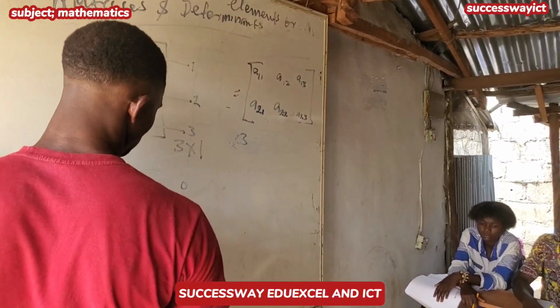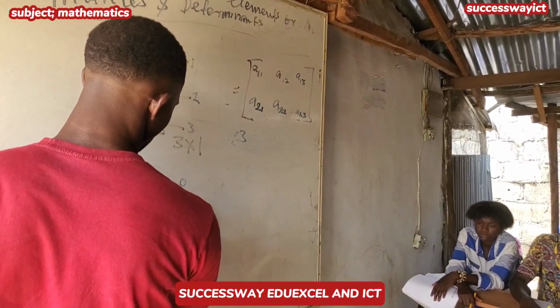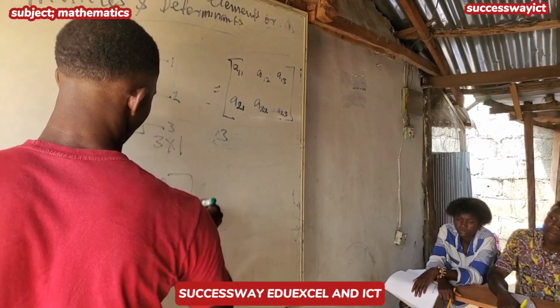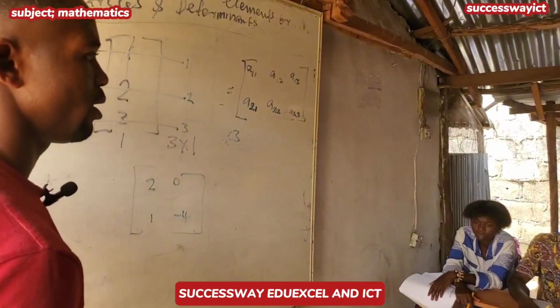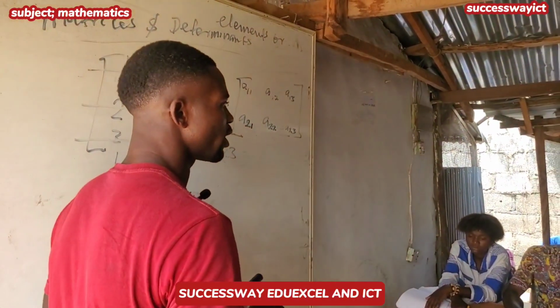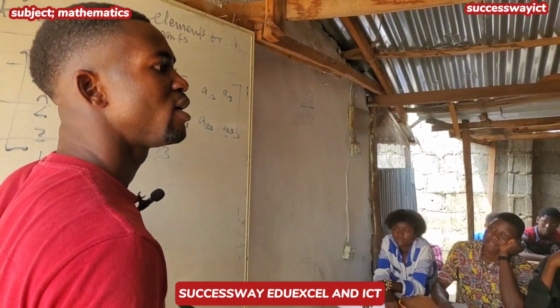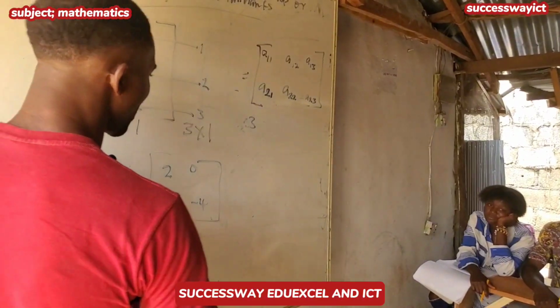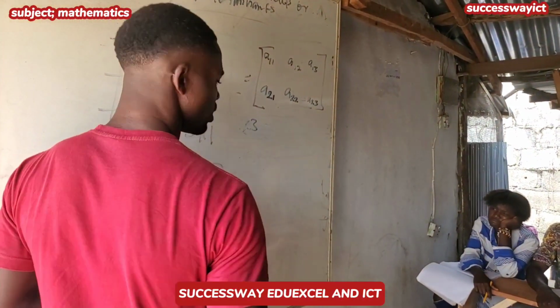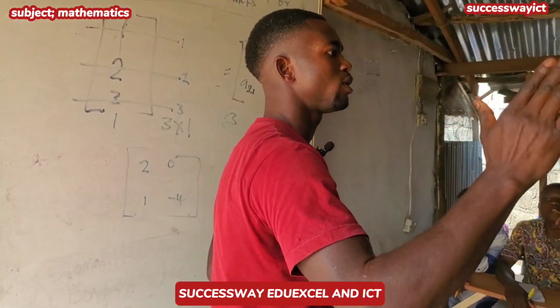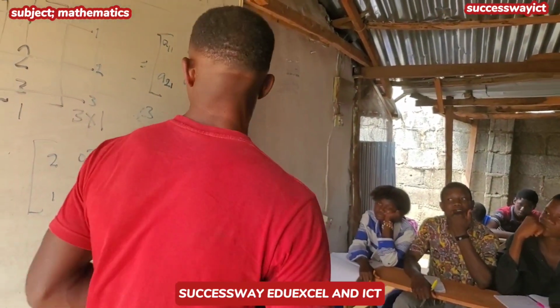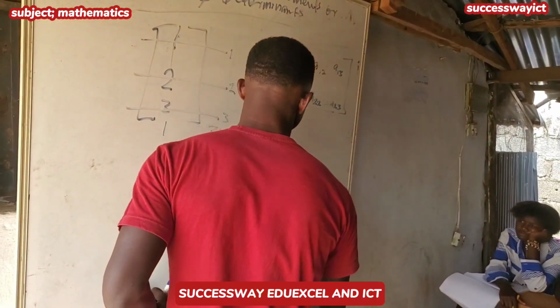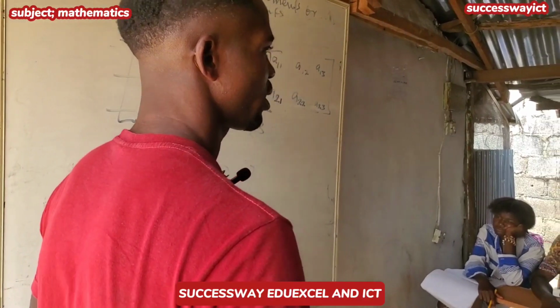Two, 0, 1, minus 4. How can you arrange this in order? What order of matrix is this? 2 by 2. How many rows do we have here? And then how many columns? 2 columns. Are you sure? Okay. Can you now translate this to their position for me?